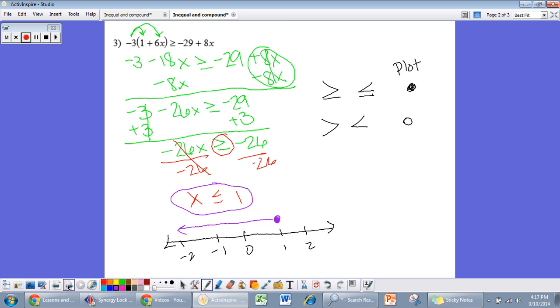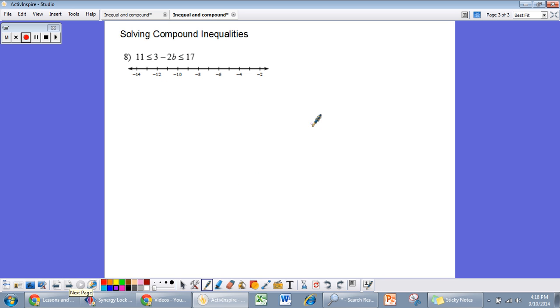Let's go to our next one. This time we're going to talk about compound inequalities. And what compound inequalities is, it's like two problems wrapped up into one. So I'm just going to write this a little bigger so I have a little easier time writing. Okay, so notice there's a left side, there's a right side, and there's a center. So we're going to focus on the center. We want to isolate the variable b.